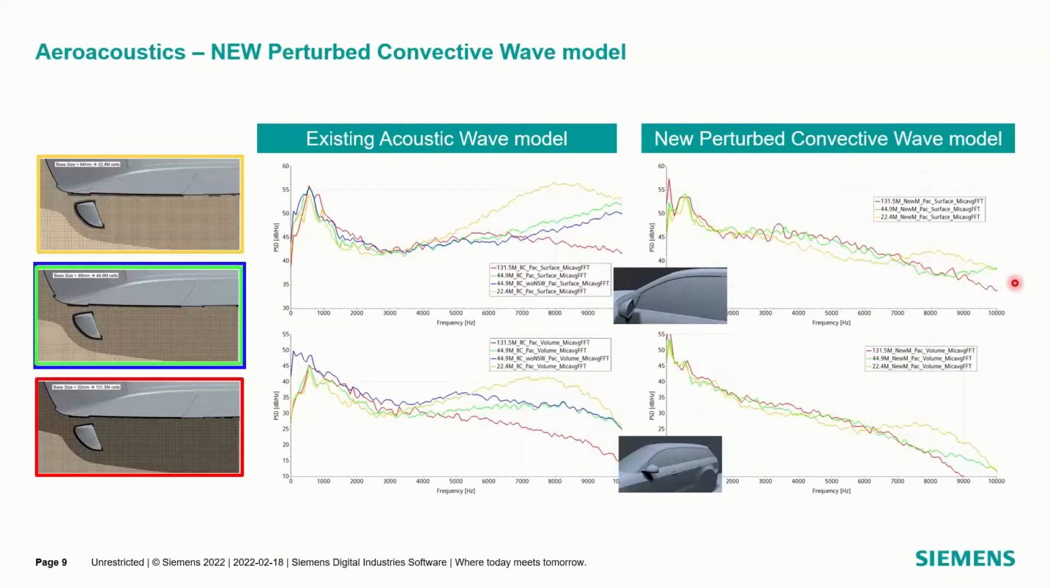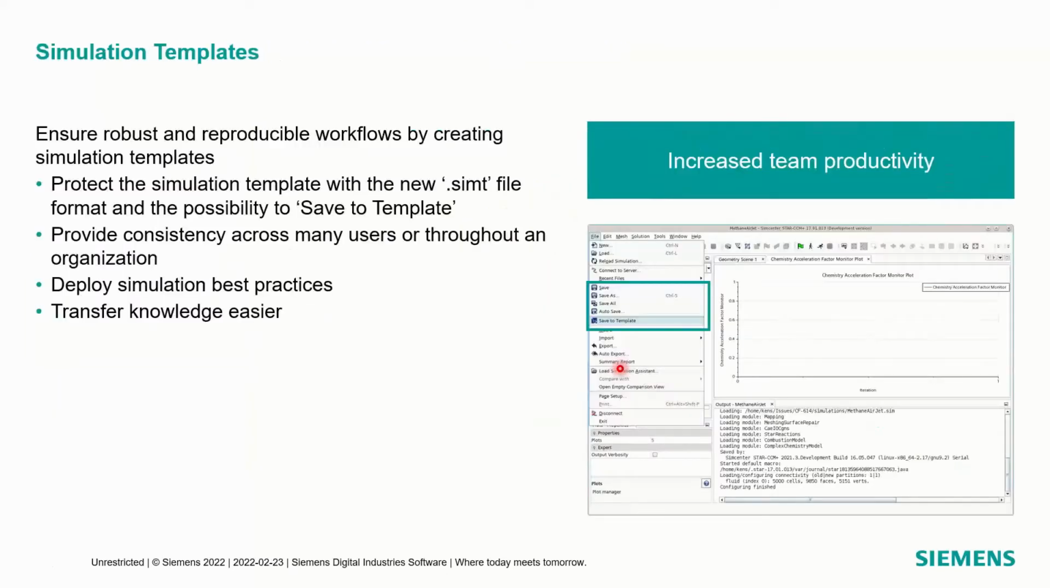So with the new model, there's a much reduced dependency on your mesh resolution, which means you don't have to use as high of a mesh resolution with the new model. And this ultimately results in a 2.5 to 3x speed up for these simulations.